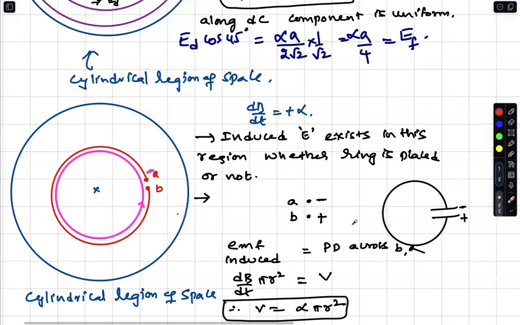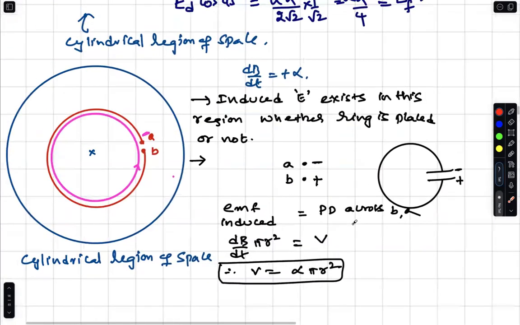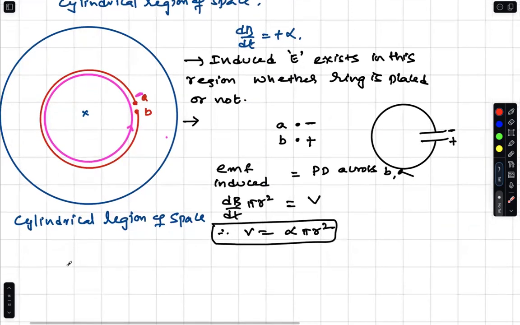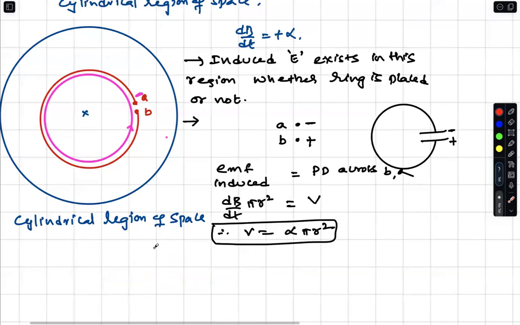Any doubts? So therefore, if you ask me what is the potential drop, I'll simply say E into 2 pi R. What is E? E is nothing but alpha R by 2. So alpha R by 2 into 2 pi R. That is the potential drop. Any doubts? You can ask.